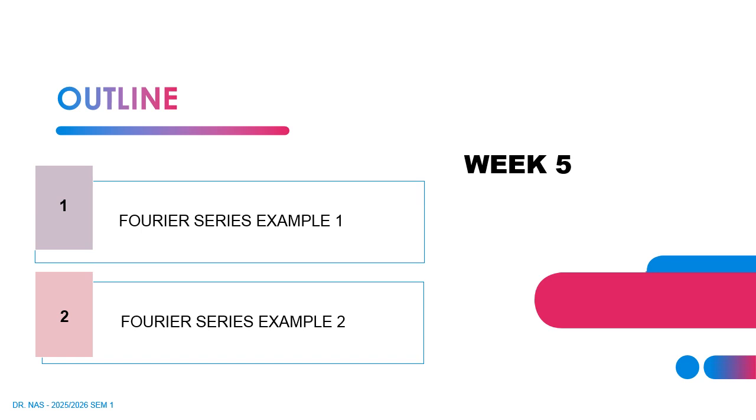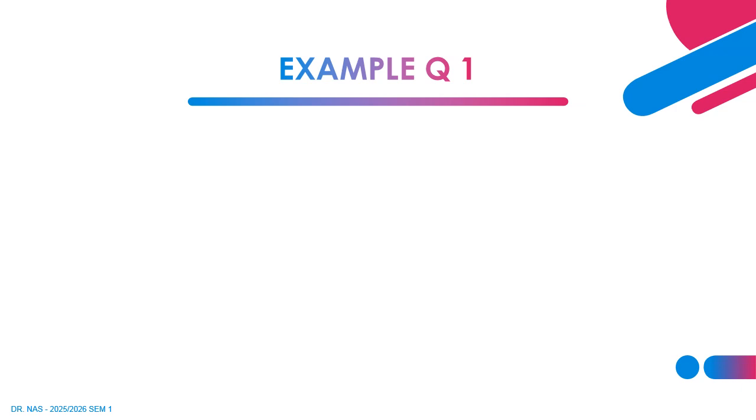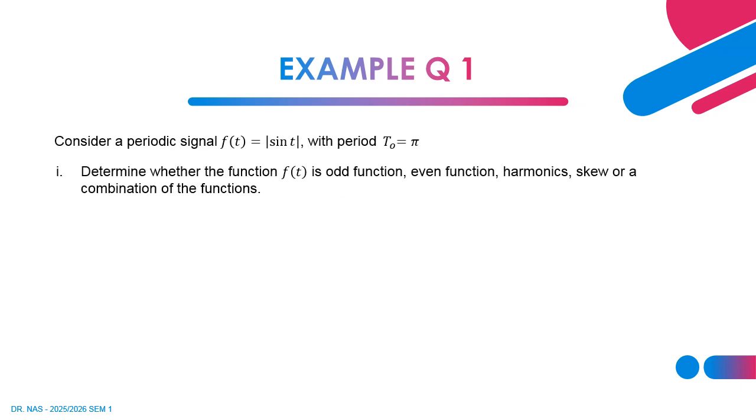Okay, so today we are going to discuss two sets of examples. The first one is in this file, and the other one will be in the second file. So perhaps you are ready with the Fourier coefficients table, and also you have read through all the basic or fundamental on Fourier series. Consider a signal given by the equation f(t) equal to modulus sine t with fundamental period equal to pi.